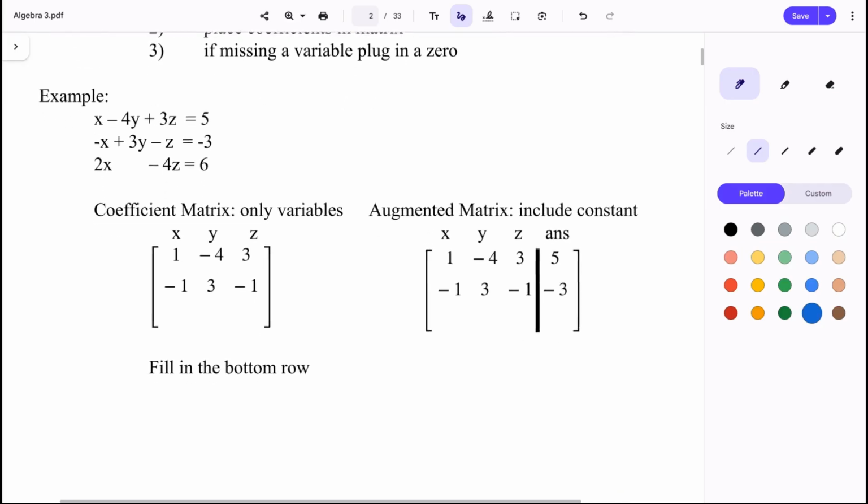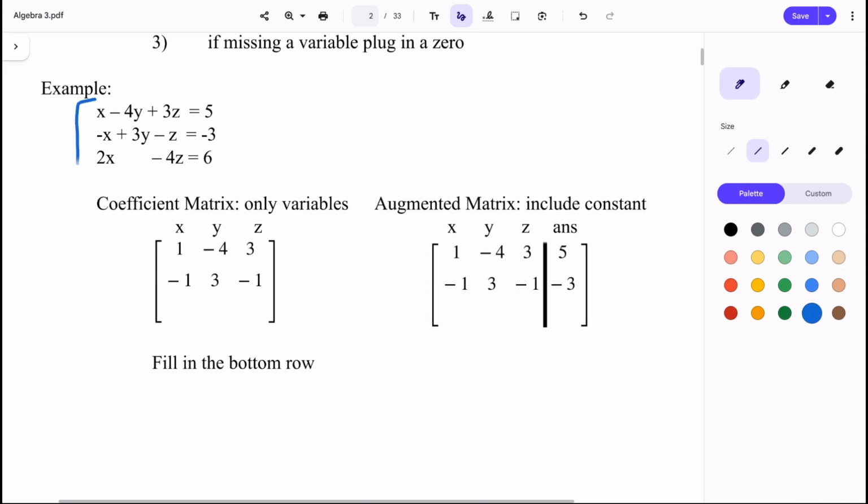So the example that I have, we're working with this system here. I've got a system with 3 variables. x minus 4y plus 3z equals 5, negative x plus 3y minus z equals -3, and then 2x skips over the y, minus 4z equals 6. We saw stuff like this in the last chapter, and we would solve using a system of equations. What I'm going to do first is show you how this looks in a matrix.